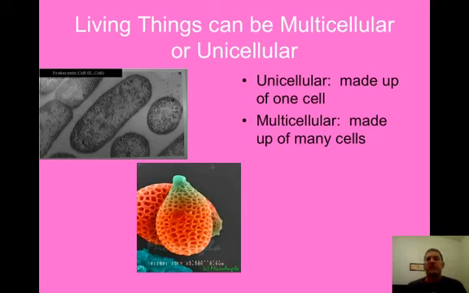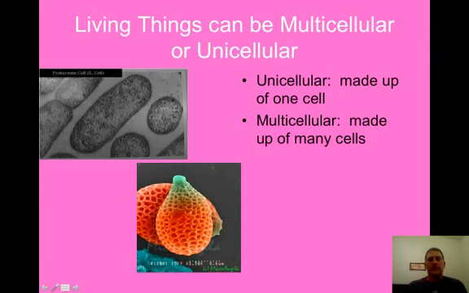So again, things can be multicellular or unicellular. A unicellular organism is made up of only one cell. This bacterium over here is a unicellular organism. It has one cell. That's it. It has everything it needs to carry out life. Most unicellular things are going to be what's called prokaryotic, and we're going to discuss what prokaryotic is in a few more slides. But just know, if it's one cell, it's unicellular. Remember the game Uno.